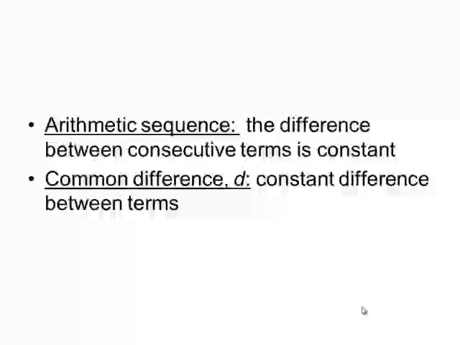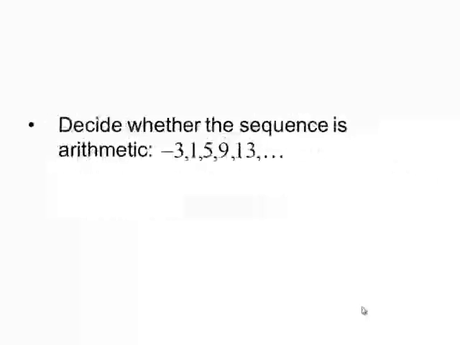getting the same thing. Or another way to say it is that term to term, as we move throughout, we are adding the same thing every time. Okay? The common difference, then, is that thing that we're adding. And we use the letter D to denote difference. So our first type of question asks us to decide whether the sequence is arithmetic or not.